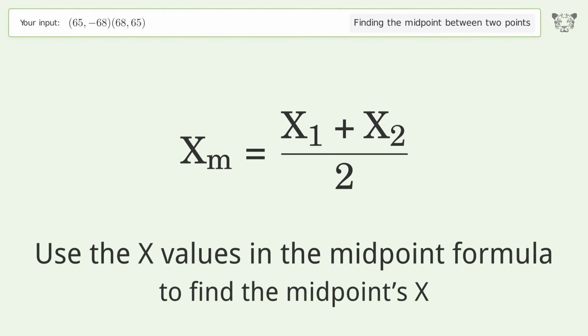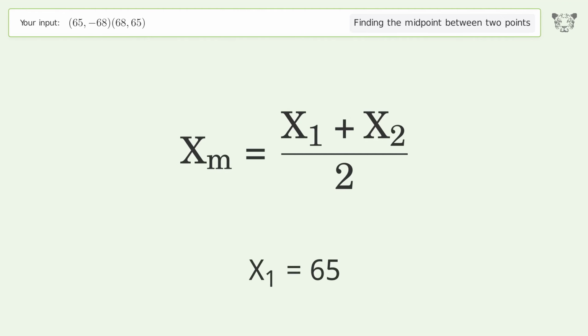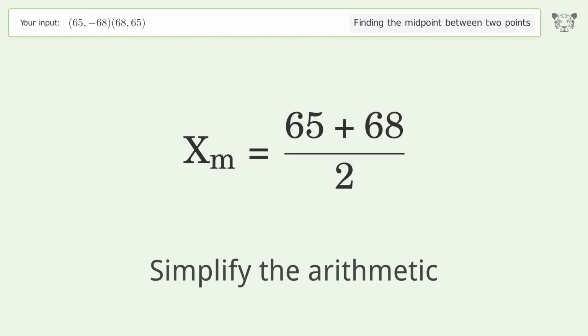Use the x values in the midpoint formula to find the midpoint's x. x1 equals 65. x2 equals 68. Simplify the arithmetic.